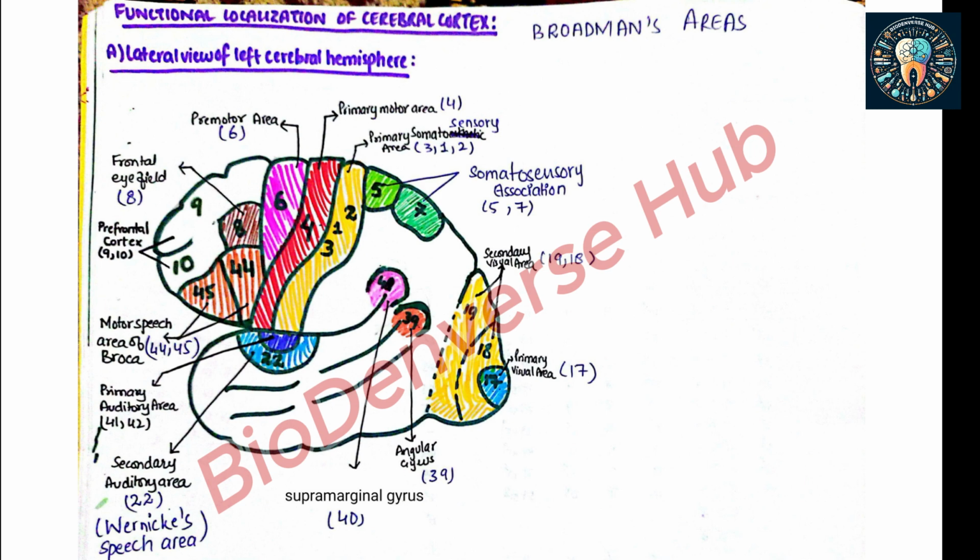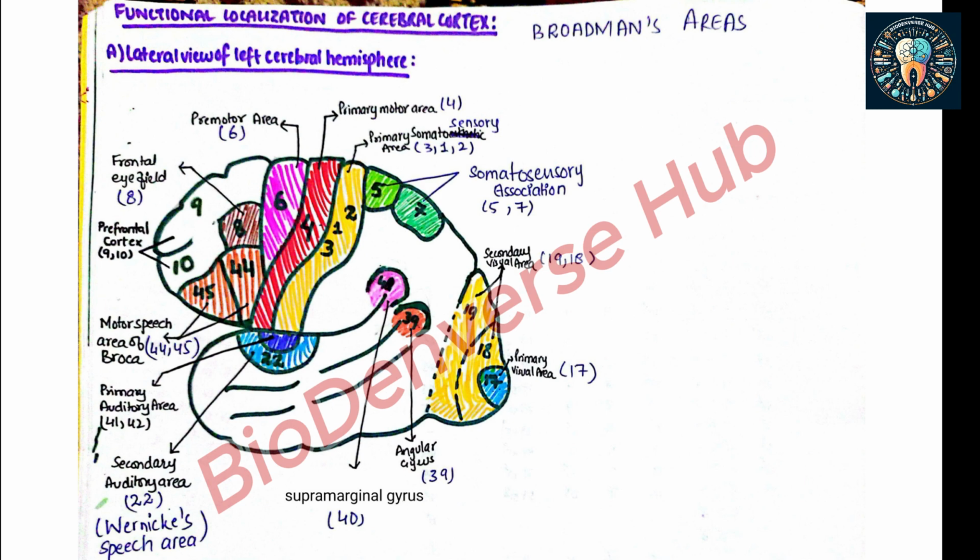First of all, we have the area that is shaded in yellow, and that corresponds to Brodmann's areas 1, 2 and 3, and that is your primary somatosensory area. After that, the one shaded in light green and dark green, numbered as Brodmann's area 5 and 7, corresponds to the somatosensory association area. After that, we have the one shaded in red, numbered as Brodmann's area 4, that corresponds to your primary motor area.